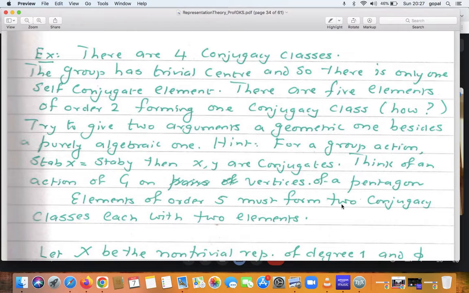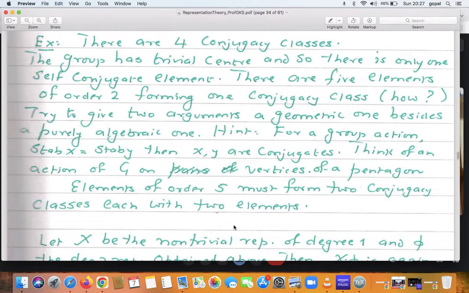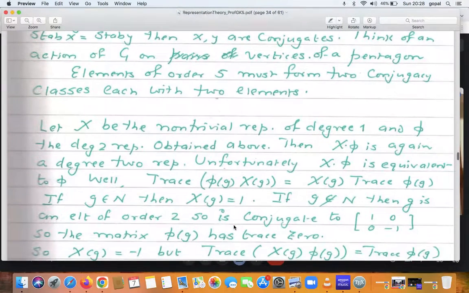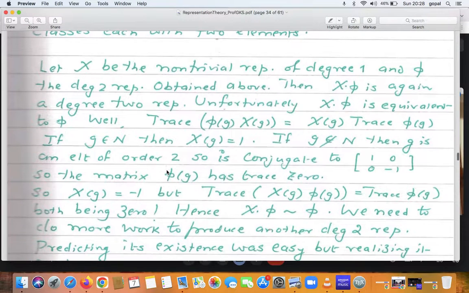Elements of order 2 must form 2 conjugacy classes. Look, the trivial element forms one conjugacy class. The 5 elements of order 2 form one conjugacy class. How many have been accounted for? 6 elements. How many are remaining? 4 elements. The number of elements in a conjugacy class must divide the order of the group. So the 4 elements cannot form one conjugacy class. They must form 2 conjugacy classes of 2 elements each. So that's how you cut down the number of possibilities.